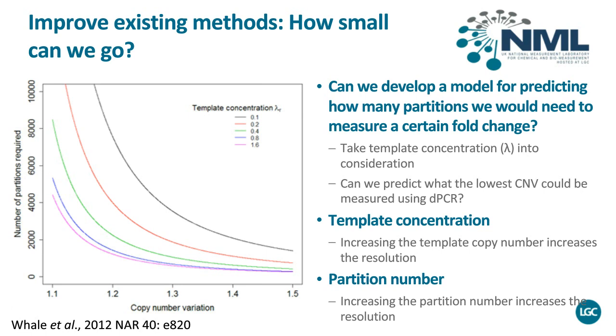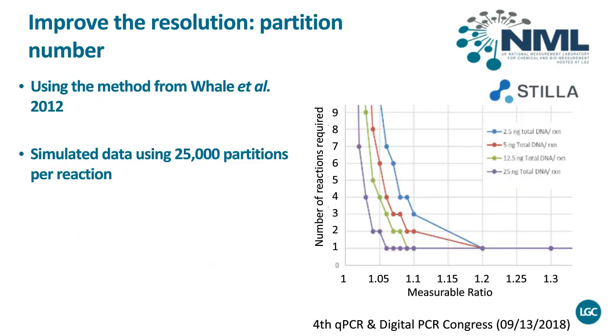Back in 2018, Stilla presented this rather nice graph where they used the same method we did back in 2012, but they used their system where they have about 25,000 partitions per reaction. And you can see that if you were to look at a ratio of less than 1.1, you would only need 3 reactions, even when your lambda is really quite low. In this example, the blue line is about 0.3.